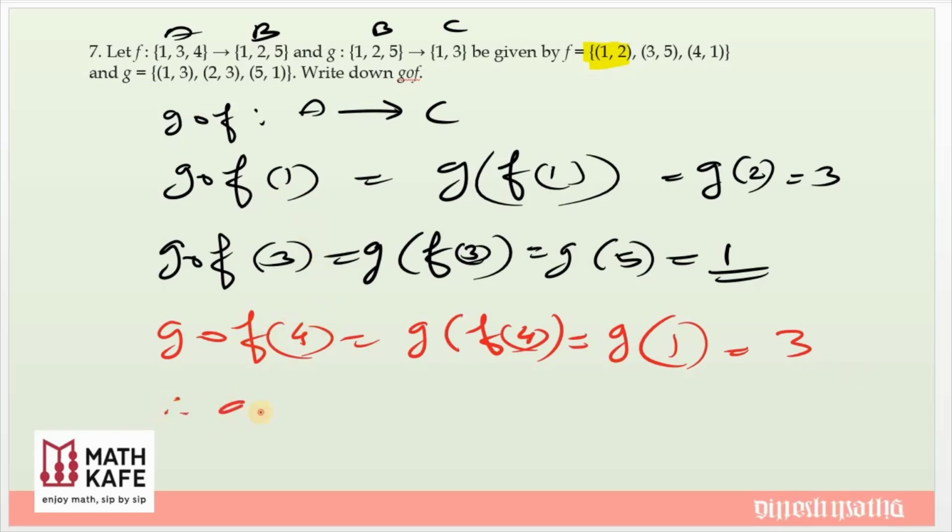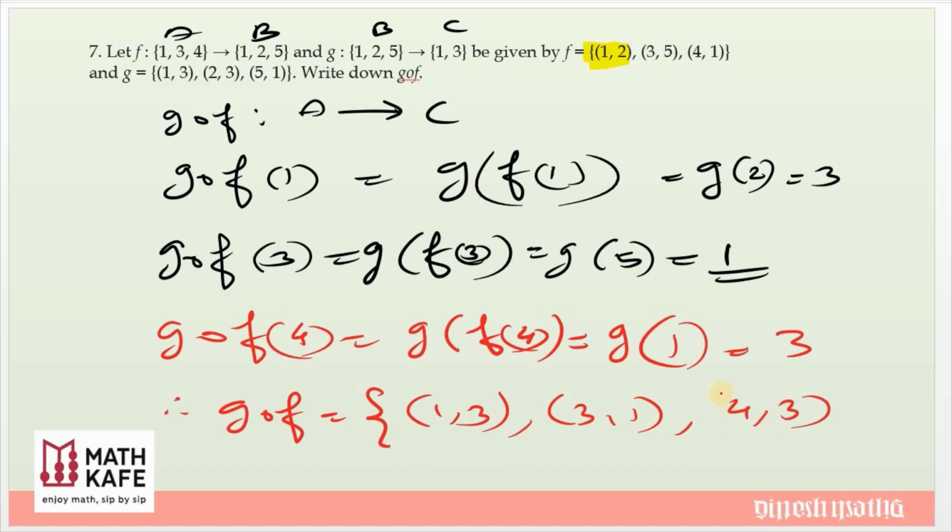Now therefore your final answer will be g of f equal to (1, 3). When you input 1, the output was 3, whereas when you input 3, your output was 1. And when you put 4, you got the value 3. So this is your final answer.